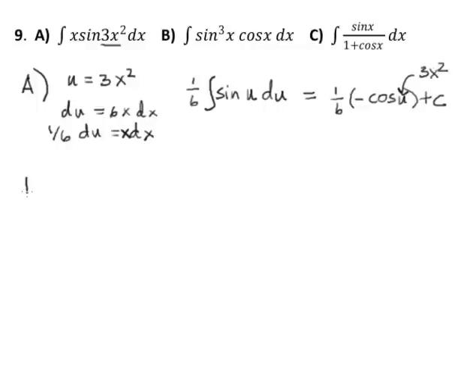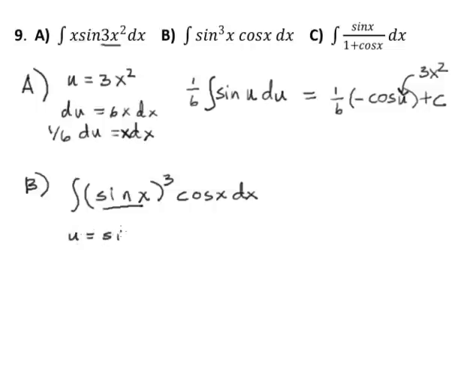All right, let's look at B. This is also another case of the derivative of the inner function. Let's rewrite this so that we see an inner function more clearly. The inner function is sine x. So the derivative of sine x is right there, cosine x. So if we put u equal to sine x, we have du in our integral, cosine x dx.